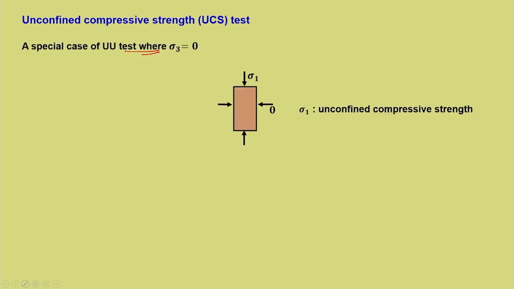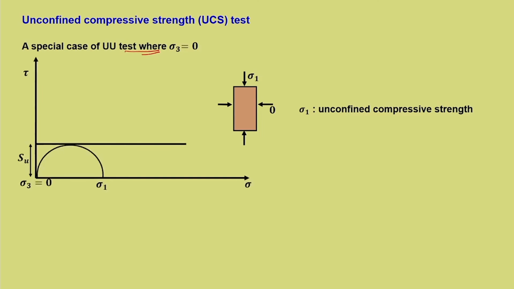Now we have almost finished the UU test discussion and its interpretation. We will see what happens in unconfined compressive strength. Now this is a special case of the UU test, that is why I am discussing it along with the UU test. It is a special case where sigma 3 is equal to 0. So this is the condition where sigma 3 is equal to 0 and sigma 1 is the unconfined compressive strength.